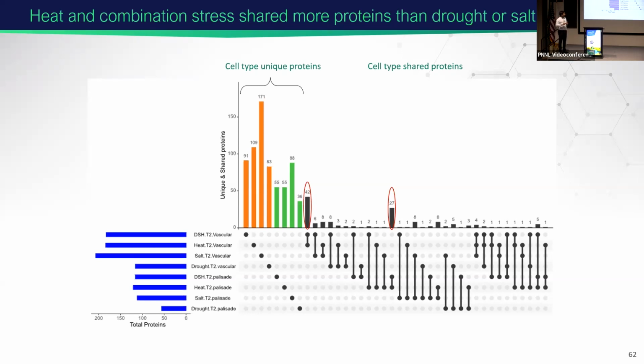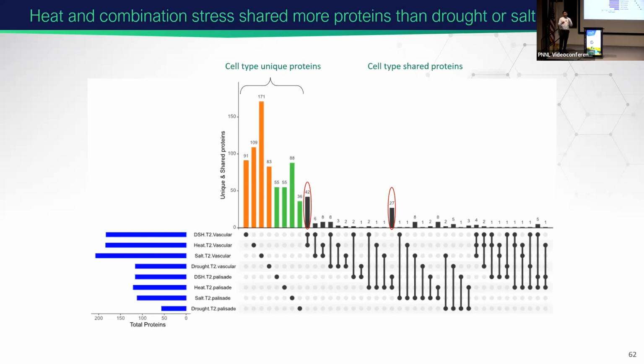So, but apart from the shared proteins, we have this unique set of proteins that are not only cell type unique, but also stress unique. In other words, the poplar leaf cell types respond to a specific stress with a different set of proteins and associated pathways. So moving forward, the two slides that I showed are based on a fold change based approach.